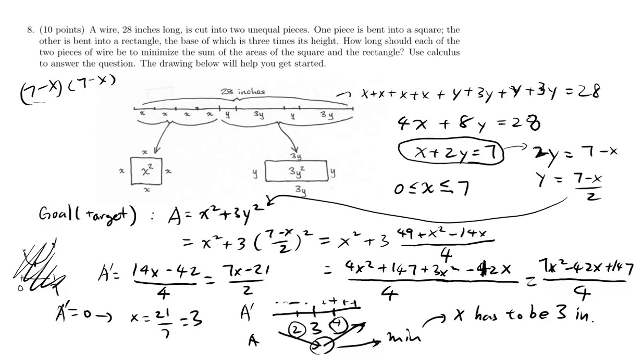And when you plug in 3 here and solve for y, you get y equals 2, right? If you plug in 3 here, 7 minus 3 is 4, 4 divided by 2 is 2, so y has to be 2 inches. Okay, so that's how you solve this question.